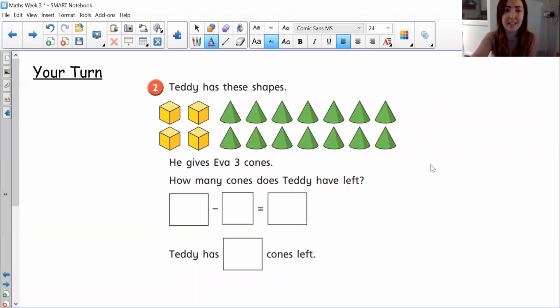So another question here, similar to the last question. So there's one more set of problems and questions after this, so don't go anywhere, but pause here to complete question number 2 and then come back.